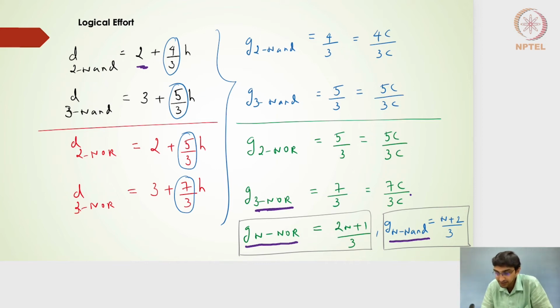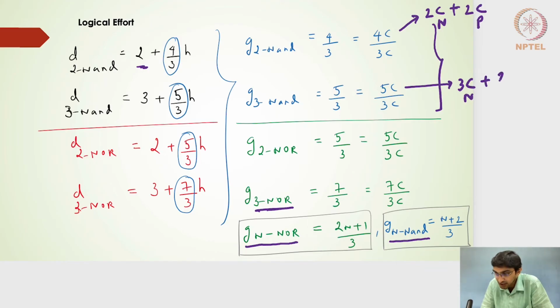So if I put together a generic expression for an N input NAND gate, if I look into this aspect, 4C and then 5C. This 4C is actually coming from 2C from the NMOS side, where the NMOS is in series with the other NMOS, and then this 2C coming from the PMOS side. This 5C, if I consider, it is actually 3C coming from the NMOS side. So I'm going to write it as N, and then this is P. So I'm going to write it as N, and then this is going to be the 2C coming from the PMOS side.